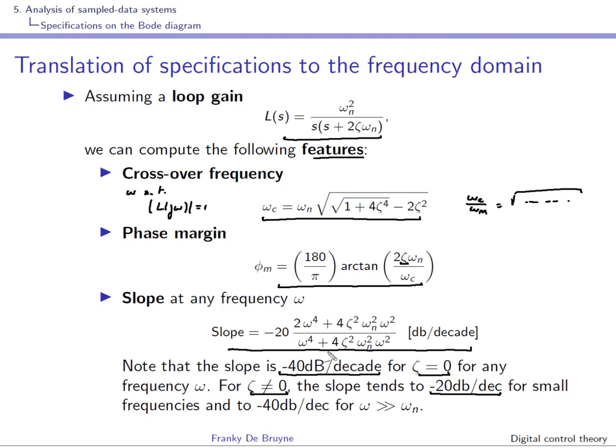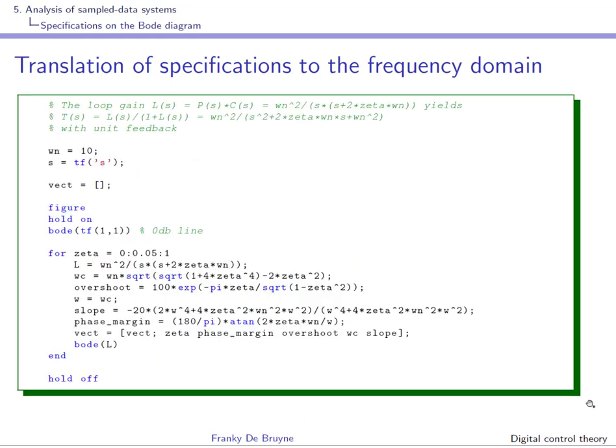If omega is much larger than omega n, then these terms will be larger than the terms over here, so you can cross out these two. The omega 4 will simplify, and you'll end up with minus 40 dB per decade. So this formula of the slope at any frequency makes sense. Of course, we are interested in the slope at the frequency omega is equal to the crossover frequency. What we can do now is look at all those features as a function of zeta.